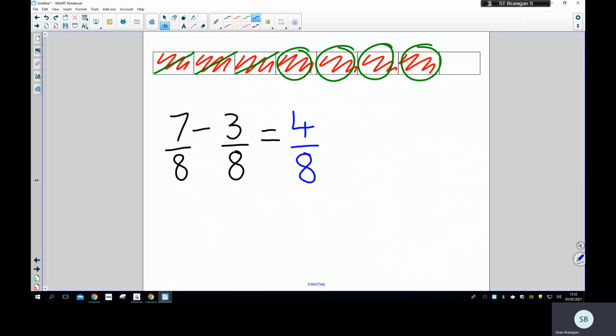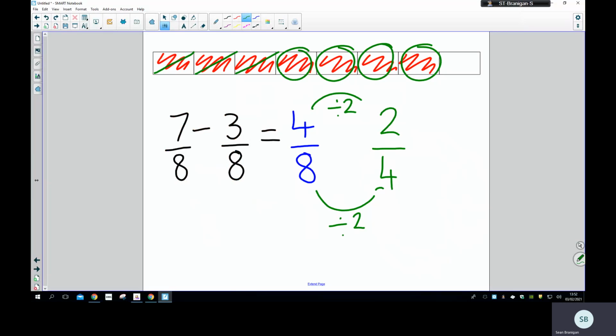Now, I know that 4 and 8 are in the 2 times table. So what I may do is divide 4 by 2, and then divide 8 by 2. So 4 divided by 2 is 2, because 2 times 2 is 4. And 8 divided by 2 is 4, because 4 times 2 is 8. Now, I've ended up with 2 quarters.